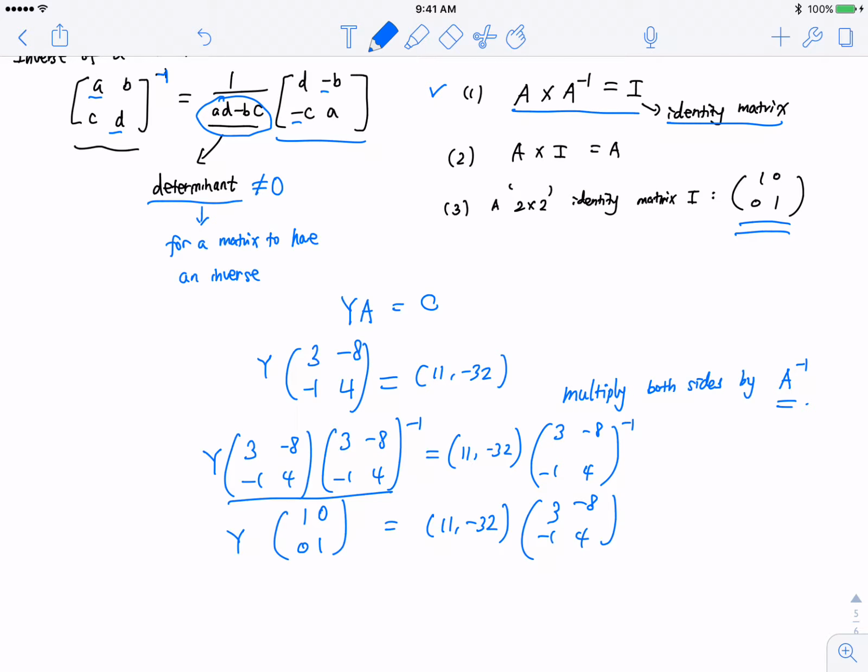The second rule we have to know is that the product of a matrix and the identity matrix will be the matrix itself. So Y times the identity matrix here will give us Y. Awesome. So all we need to do now is to find the inverse of matrix A. Let's plug this into the formula.